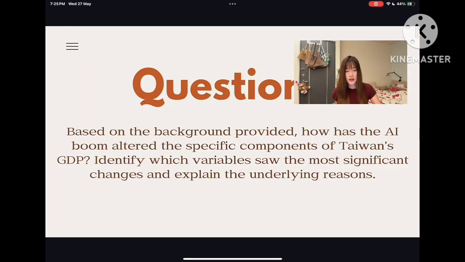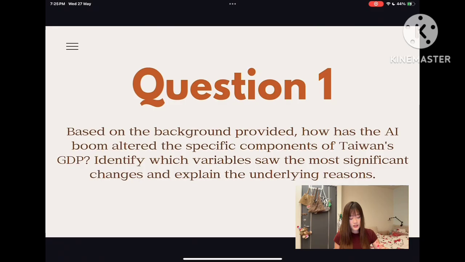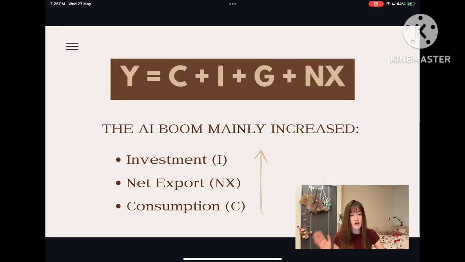Let's see question 1. Based on the background provided, how has the AI boom altered the specific components of Taiwan's GDP? Identify which variables show the most significant changes and explain the underlying reasons. GDP is made up of 4 parts: consumption, investment, government spending, and net export. Based on this case, the AI boom mainly increased 3 components: investment, net exports, and consumption. Government spending is not the main focus here because the background does not mention any major increase in government policy or public spending.